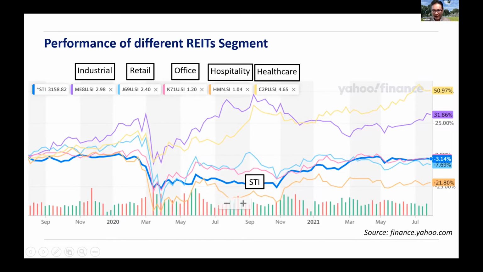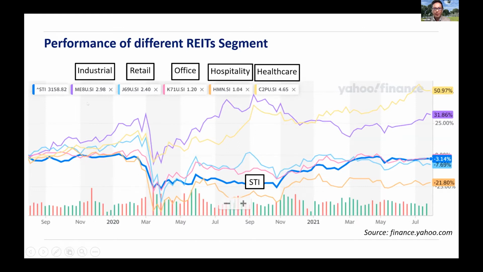So the STI also hasn't gone back to pre-COVID, but very close. Pre-COVID, the STI was trading around 3280, and now we are at about 3001. So I believe it will get back by this year, but let's see how. Anyway, let's use the blue line as a benchmark.